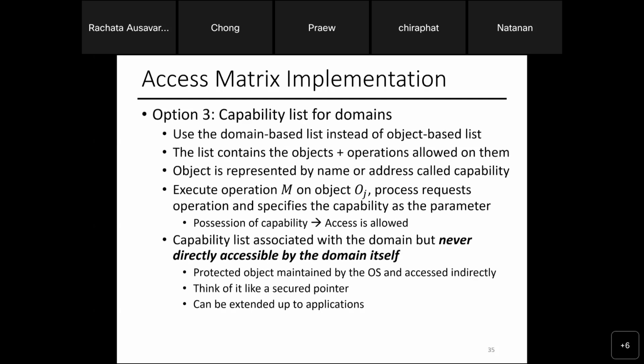The option 3, now I have a list for the domain. So instead of a list for each object, which can have tons of lists, right? Now I have the list of the domain. Domain contains the list of objects and the rights. So instead of each object having a list of domains and the rights, the domain has a list of objects and the rights. The nice thing about this is if I'm a user, I don't have to search the object list. I just search my own domain list and see what are the objects I can access, right?